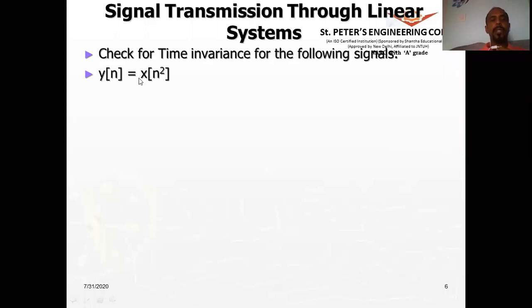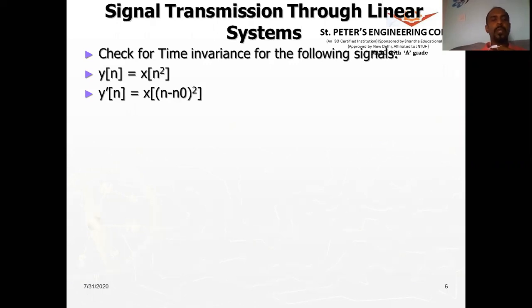So what is the operation being performed here by the T operator? It is touching upon the n variable. What is n? It is a time variable, and it is squaring that. So y of n is equal to x of n squared. Now let us see. Any guesses? Okay, you can keep your answers. Let us verify the answers.